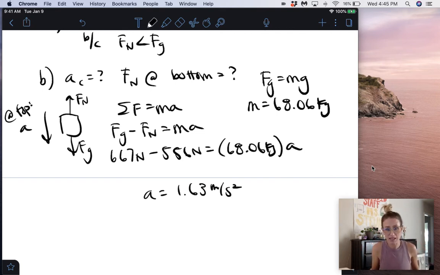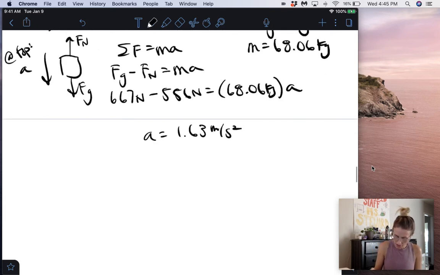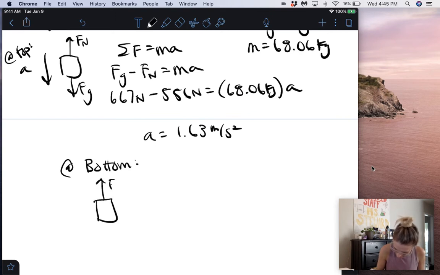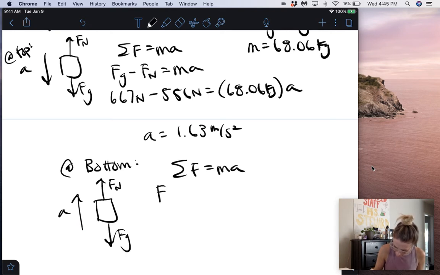All right, so now that we know the acceleration at the top, we know it's going to be the same acceleration at the bottom, but of course it's going to be a different direction. So at the bottom, we have the same free body diagram, but again, the acceleration direction is different. So now when we use Newton's second law, that normal force is going to be the positive force, and our force of gravity is the negative force.